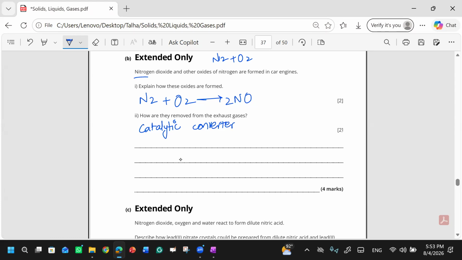I'm pretty sure that converter makes less pollution. Yes, exactly. So if you have, let's say, this is one oxide which the car is forming, there is another type of oxide, that is carbon monoxide. This also forms. How will it form? Simple. There is carbon in the air.